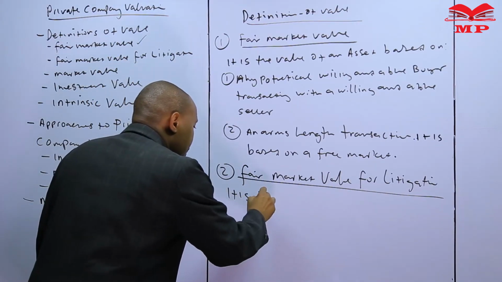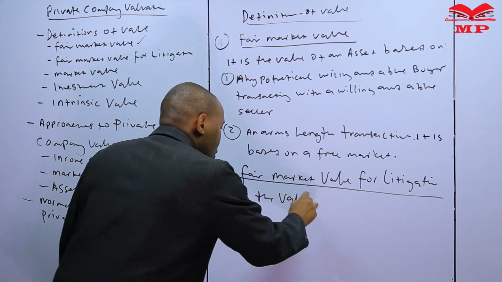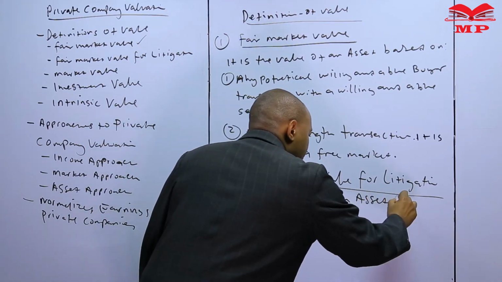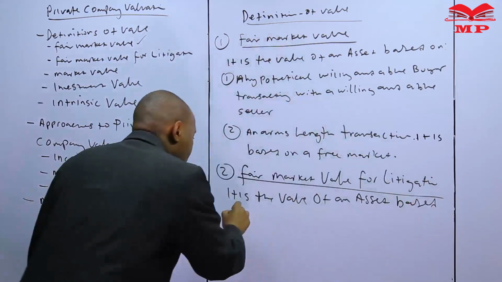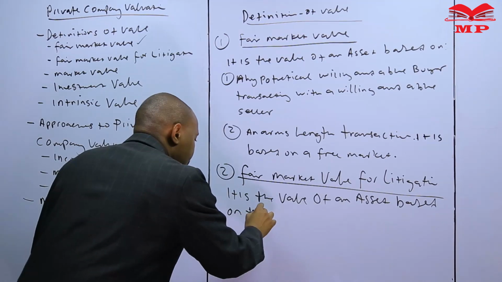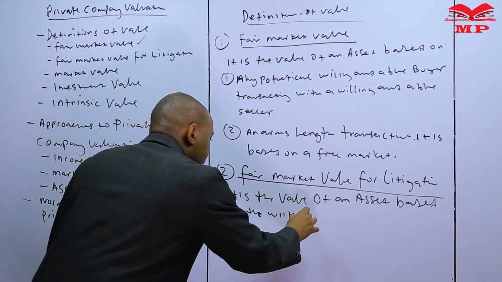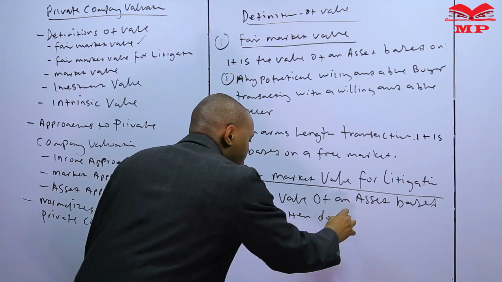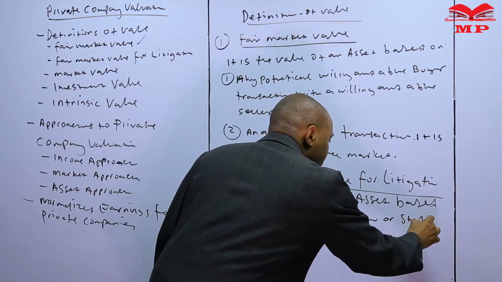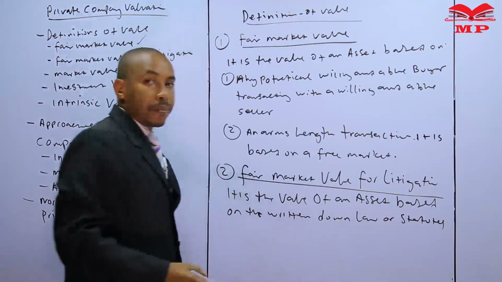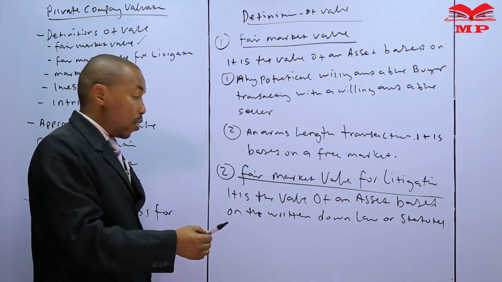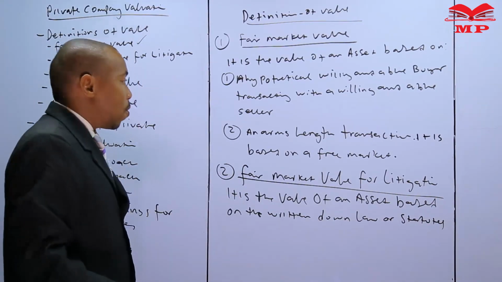It is the value of an asset based on the written down law or statutes. So this is based on what is provided in the confines of the law. That is what we mean by the fair market value for litigation.